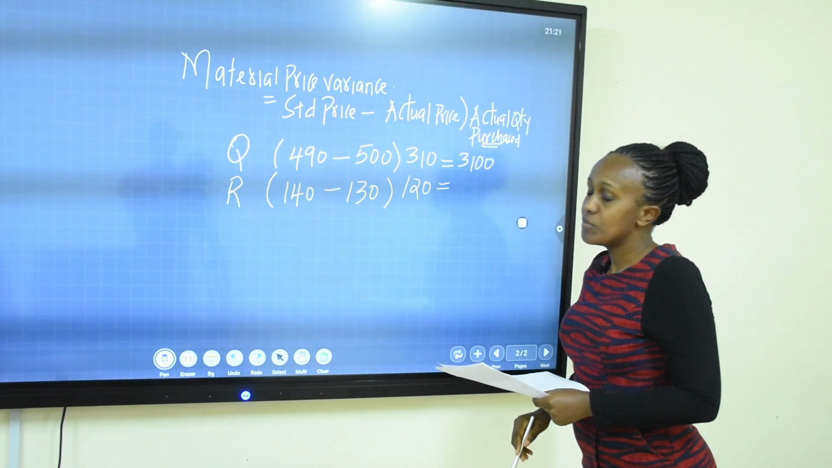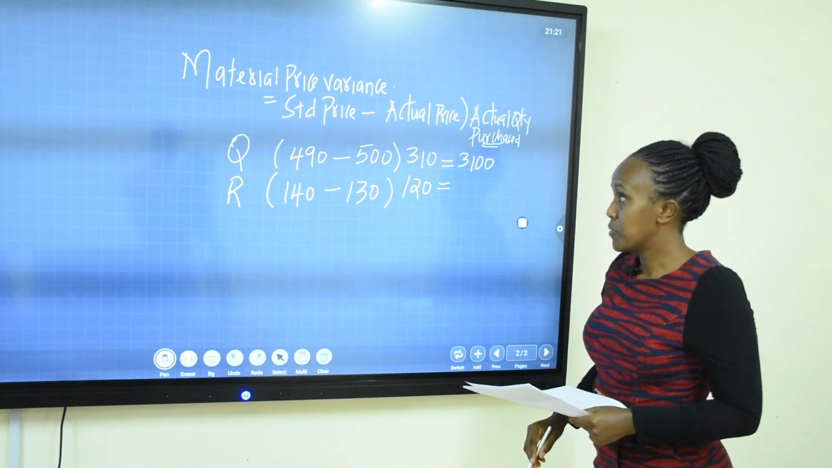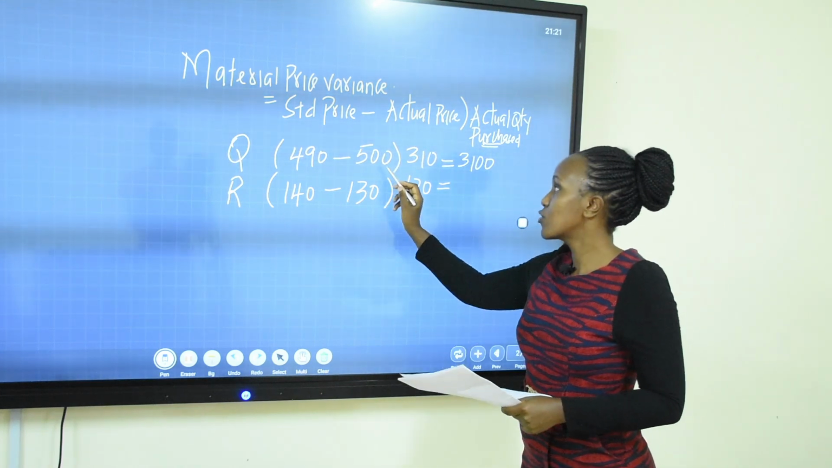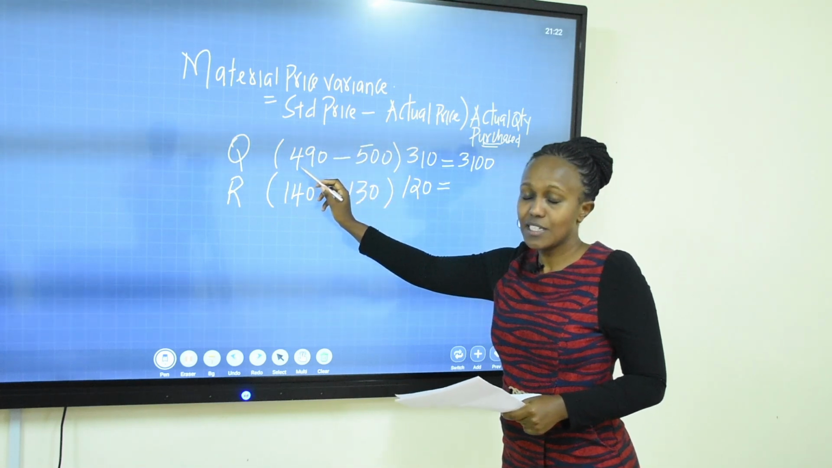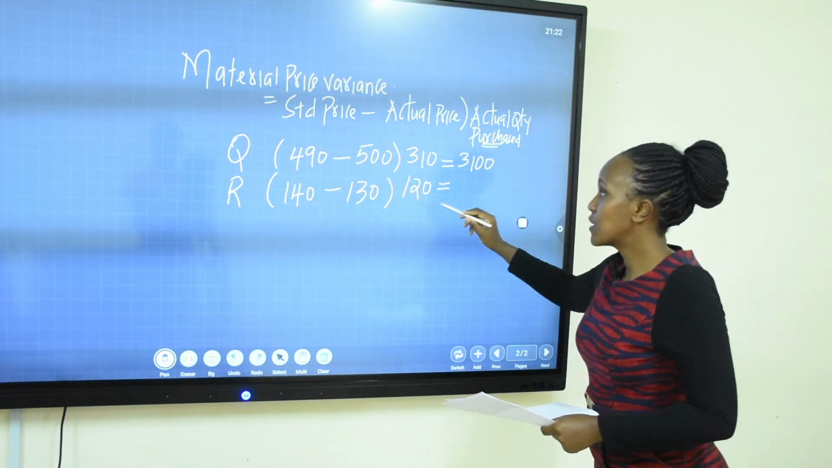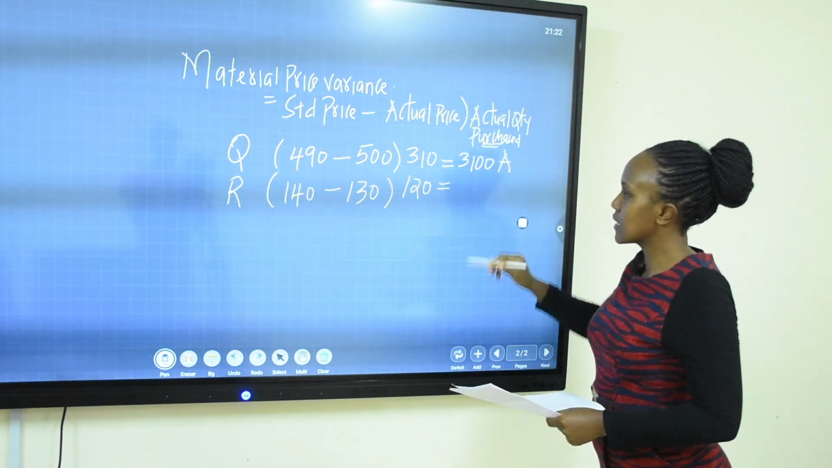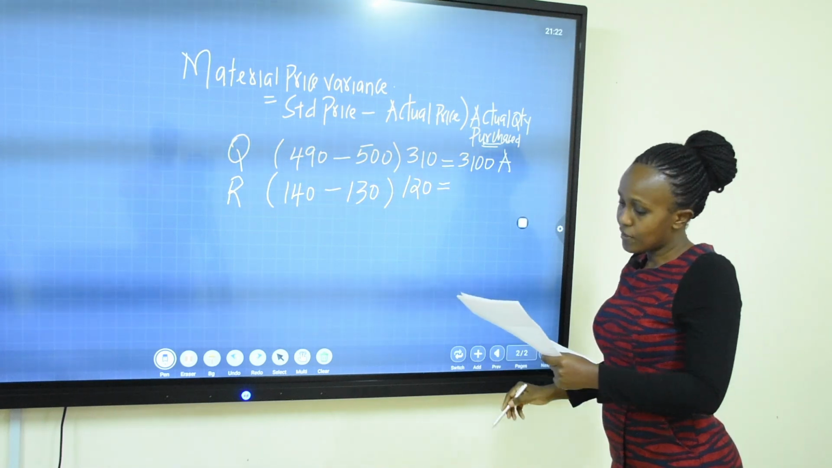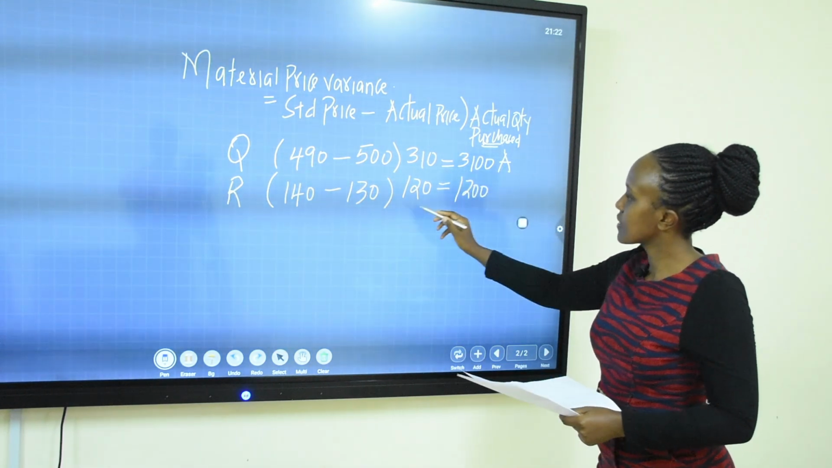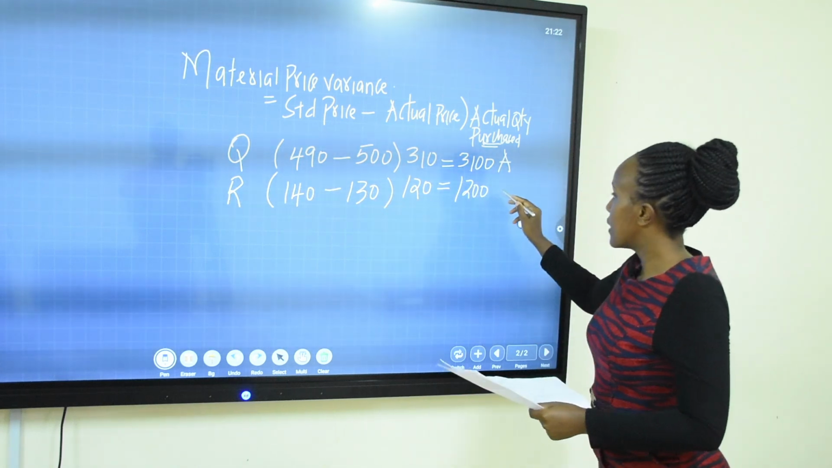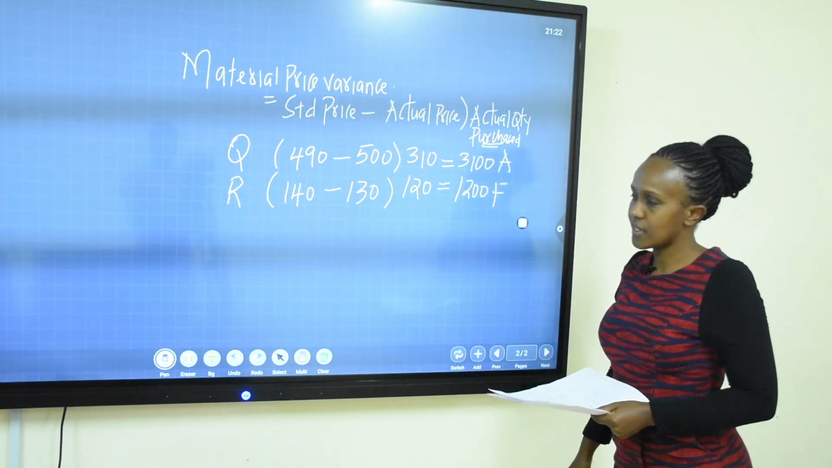And this one is going to be adverse or unfavorable. Why? The actual price is more than the standard price. If the actual price was more, that variance is not good for you, it is adverse. Then for the R, the actual price is less. So this is a favorable variance.